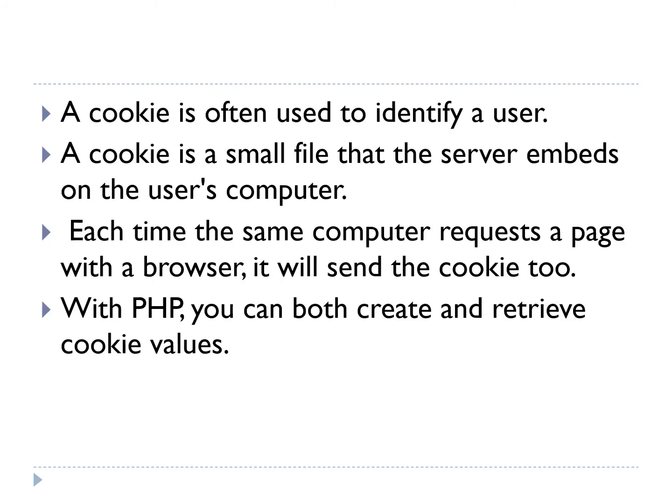Now we can explore the world of cookies. In the JavaScript module, we discussed cookies. A cookie is a small file which is stored on the browser side. These cookie files are used for storing user information. In PHP also, we can create cookies. We know what a cookie is. A cookie is often used to identify a user. So cookies are data which is used to identify a user.